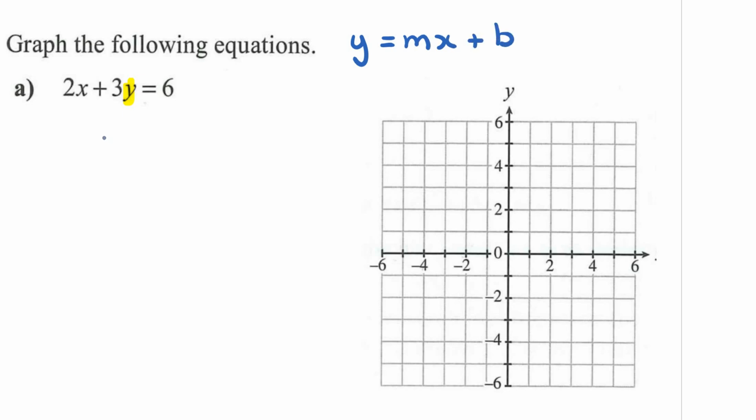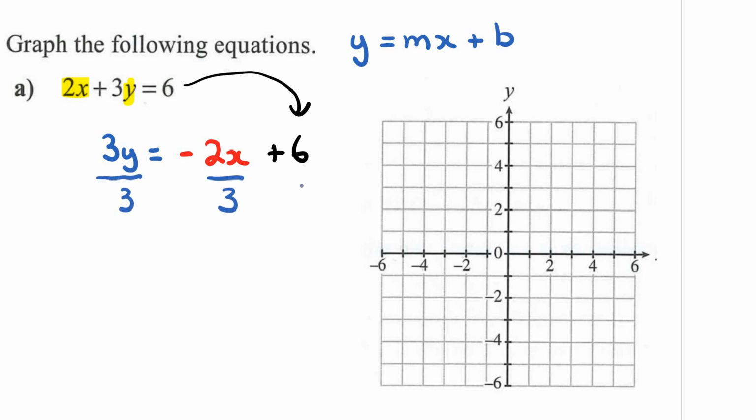In order to do this, the 3y will remain the same. And then the 2x, if I move that to the other side, it becomes -2x. And then we have the +6. Then I can divide both sides by 3. On the left-hand side I have a single y, and on the right-hand side, the -2 and the 3, we can write as -2/3 x plus, and then 6 divided by 3 is going to be 2.